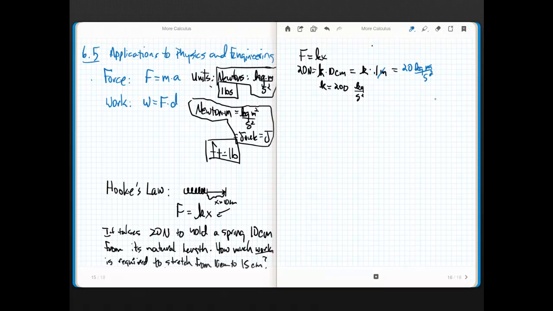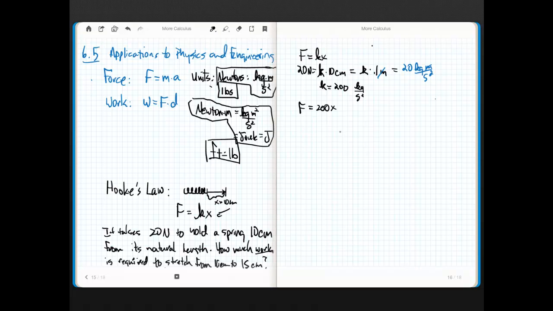So I know that in general, the amount of force required to hold this spring at any distance from its natural length is 200x. We can play with the units later. The question is, how much work is required to stretch from 10 centimeters past to 15 centimeters?